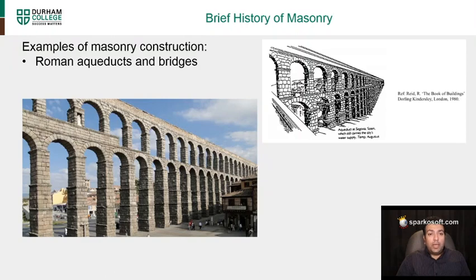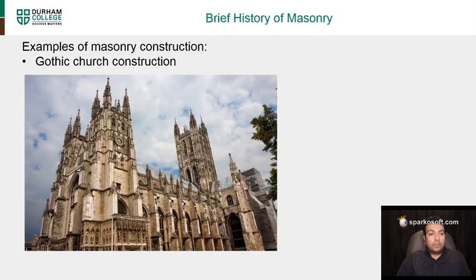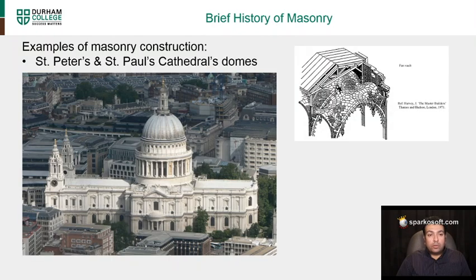Then you have the Roman aqueducts and bridges. Those aqueducts were built for transporting water. And you can see they also built bridges. The Romans built bridges so that they could get across rivers and land masses. Then you had Gothic church construction, which sort of revolutionized construction. I will talk about it later in this course.